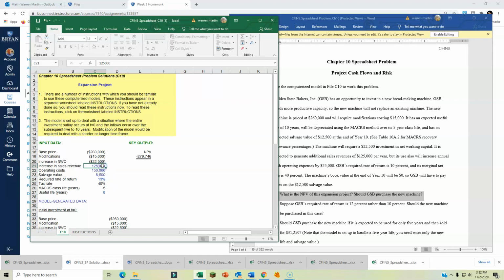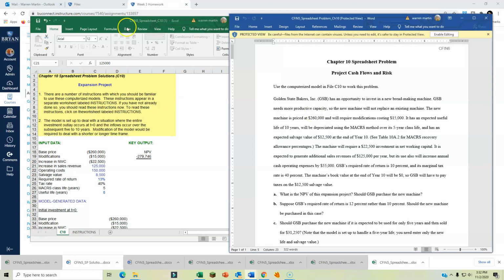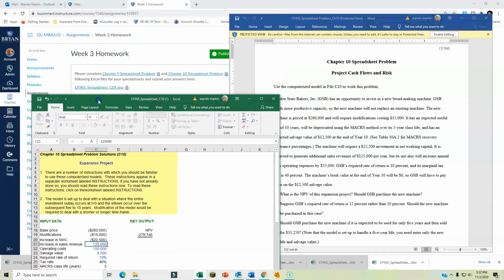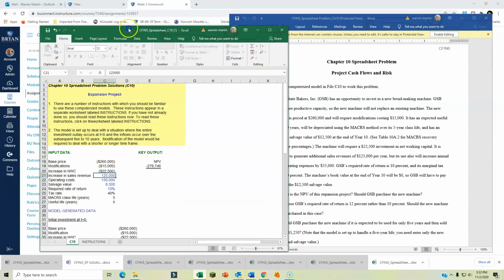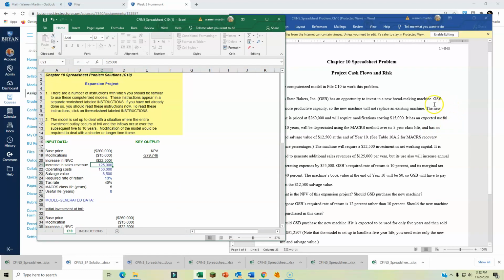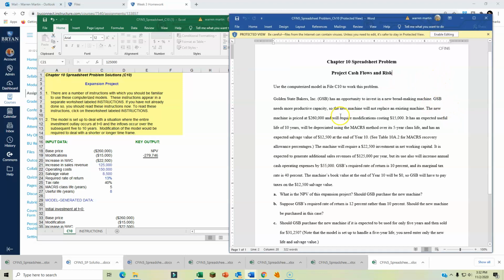My mouse keeps trying to jump around here. But anyway, everything you need is in the Word document. So right here, that's the problem. That's what we have right here.